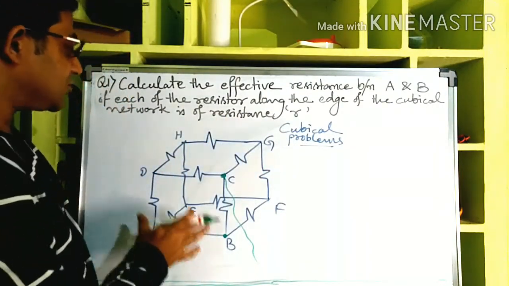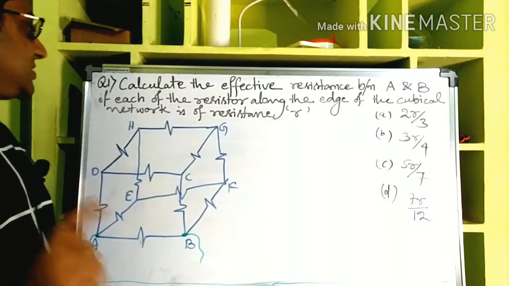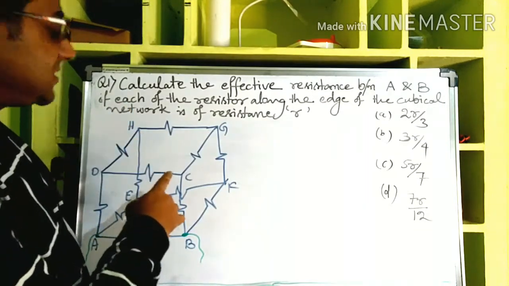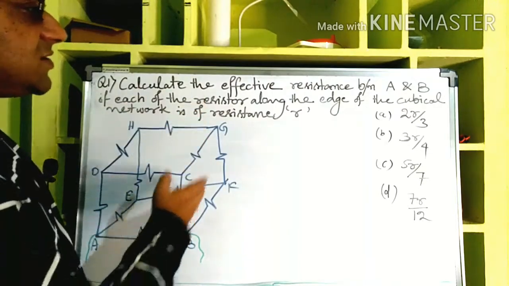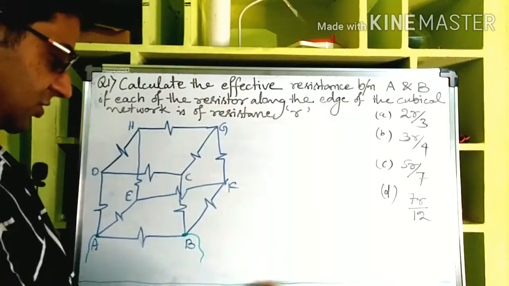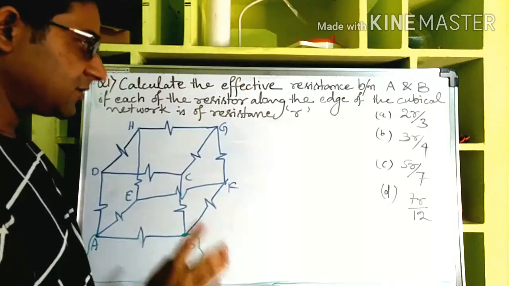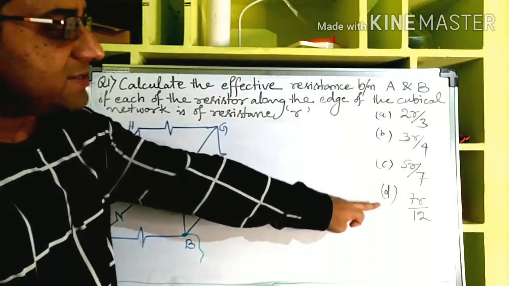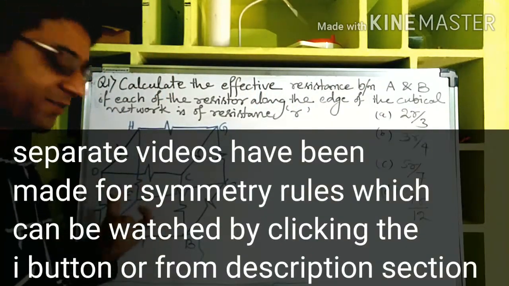So basically we will solve 2 or 3 problems today. Let us take up this problem: calculate the effective resistance between A and B if each of the resistors along the edges of the cubical network is of resistance small r. A few options are given: 2r by 3, 3r by 4, 5r by 7, 7r by 12. We will see how to solve it using symmetry rules.